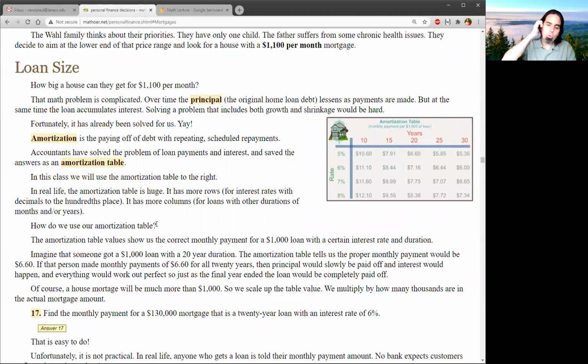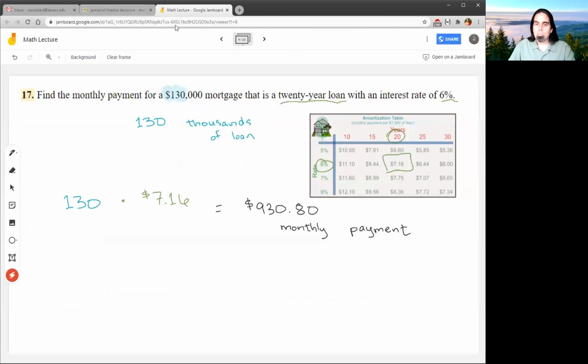Okay, unfortunately, that's not very practical. No one in real life will ever say, congratulations, you have just become a homeowner, figure out your own monthly payment. What we want to do is work backwards and say, my family has estimated what they want their monthly payment to be. How big a mortgage could we afford?